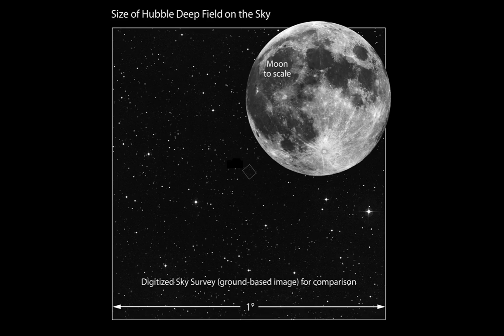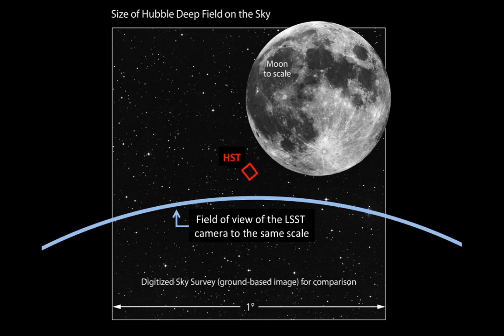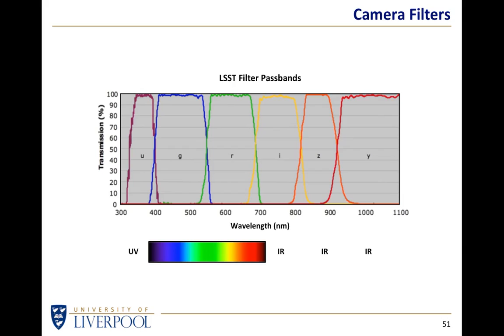Just again, a reminder of fields of view. If we think of the field of view of the moon, roughly half a degree across, a digitized sky survey image might be 1 degree, which gives you an idea. It's much bigger than the full moon. But the Hubble Space Telescope field of view is only that red rectangle. On the same scale, if we wanted to represent the LSST field of view, we can't fit it in. The best I can do is to give you an indication of, roughly speaking, what the field of view is in terms of the circle that would surround the chip I've just shown you. Something like 3 degrees or so across.